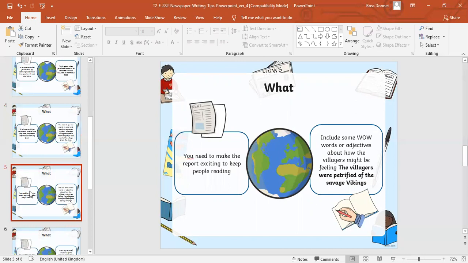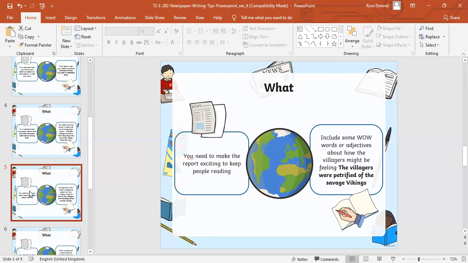Now, the next thing you need to think about when you're writing your newspaper report is that you need to keep it exciting to keep people reading. It's like our boring sentences that we did the other day, girls and boys, when we were thinking about how we could make those sentences more interesting. We absolutely need to do that when we're writing a newspaper report, because again, if it's not keeping people excited, they're just going to stop reading. And we don't want them to do that. We want them to keep reading our newspaper reports.